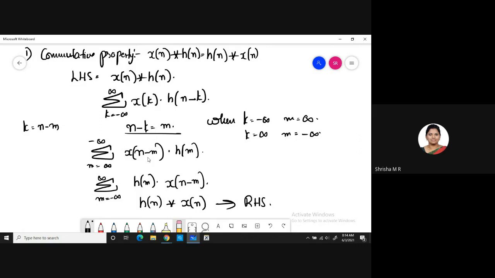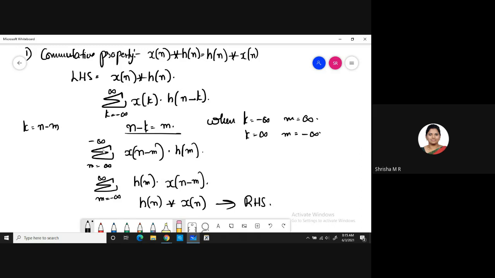How we got n minus m? Because we are taking n minus k is equal to m. This we have taken as the equation. So k is equal to n minus m. Putting this here and putting this here. Okay, so k is n minus m into h of m because we are replacing n minus k with m.